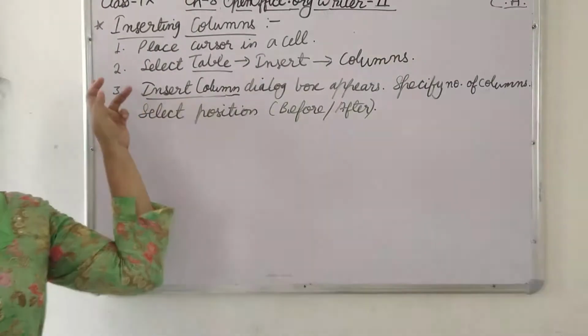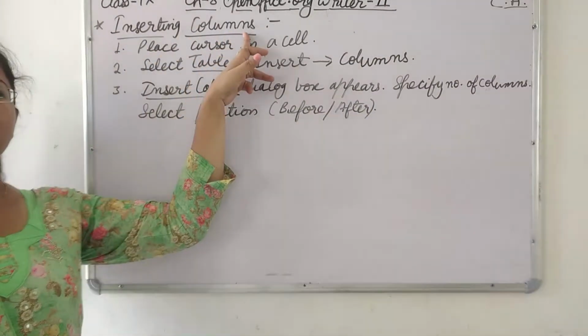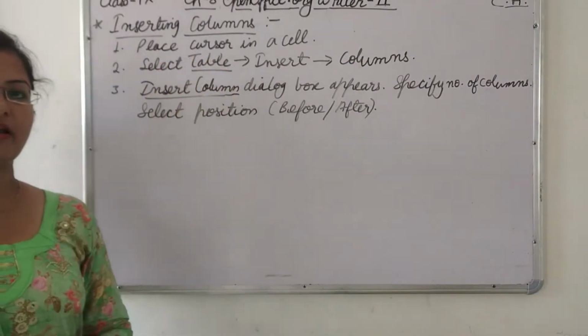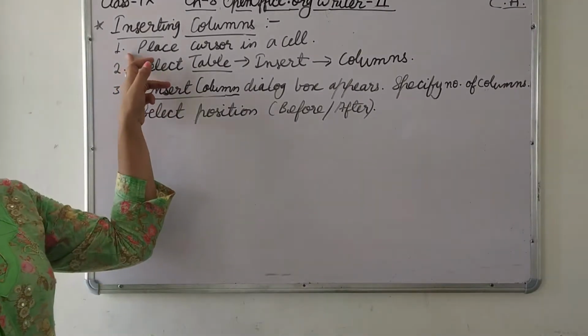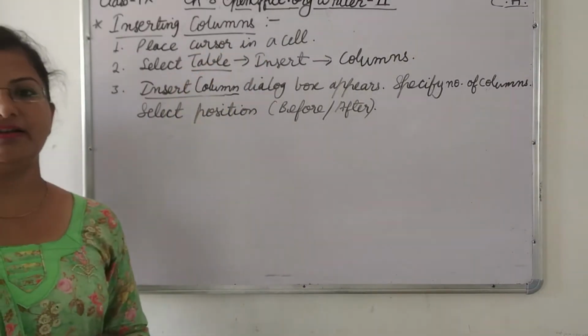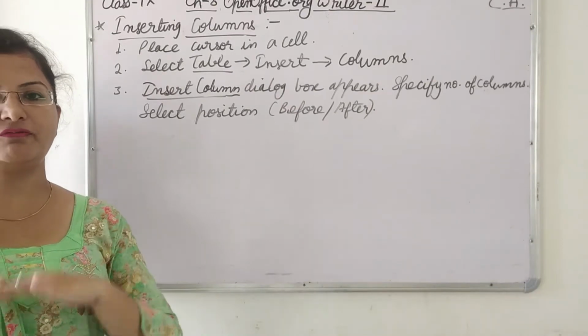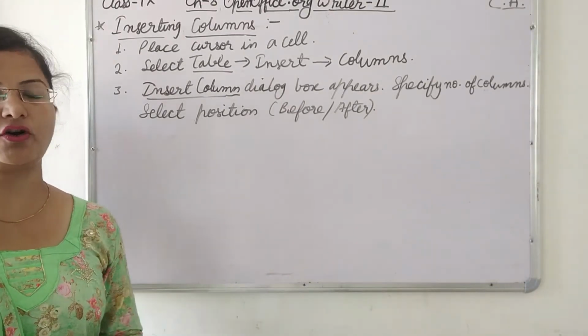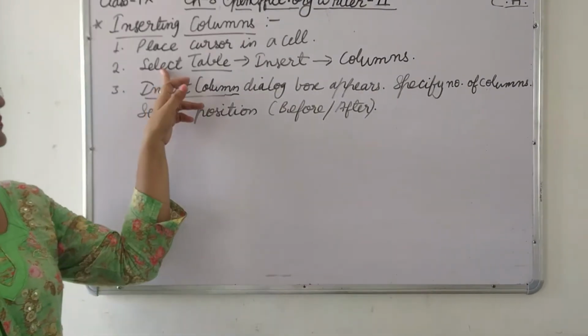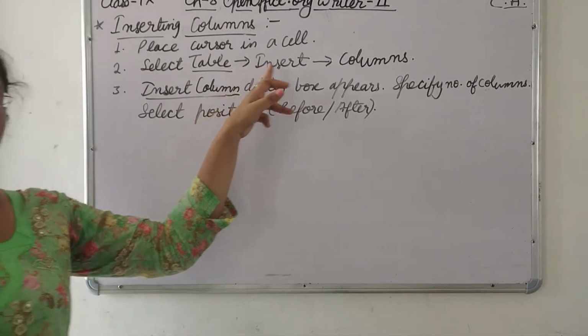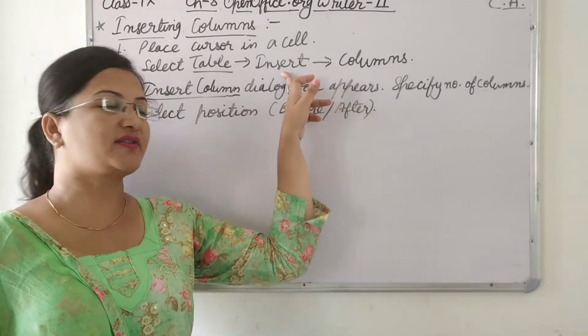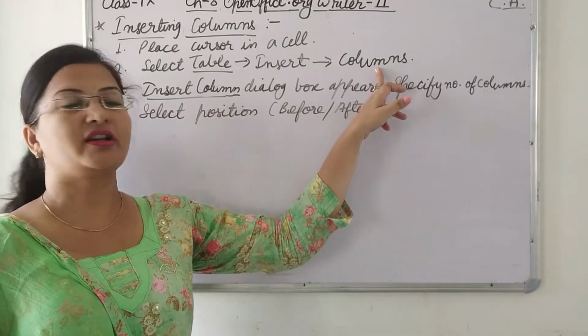Now students, we will learn to insert columns. This is also the same as inserting rows in the table. For that we have to place the cursor in the cell before or after which you have to insert the column. Then select Table in the menu bar, click the Insert option, and then choose Columns.